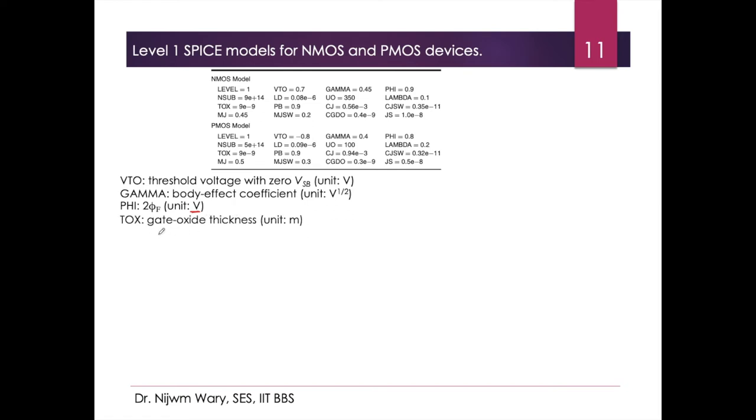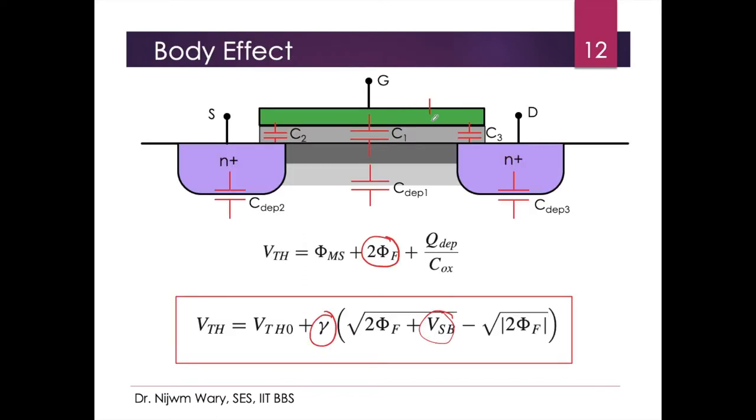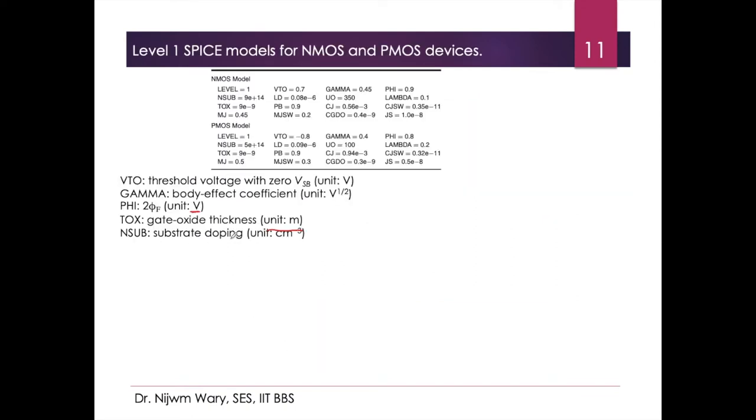The next parameter is the TOX. TOX is basically the gate oxide thickness, and its unit is meters. So this is the oxide thickness. NSUB is the doping concentration of the substrate, and its unit is per cubic centimeter. It's basically the doping concentration of the P substrate on which the MOS is made.